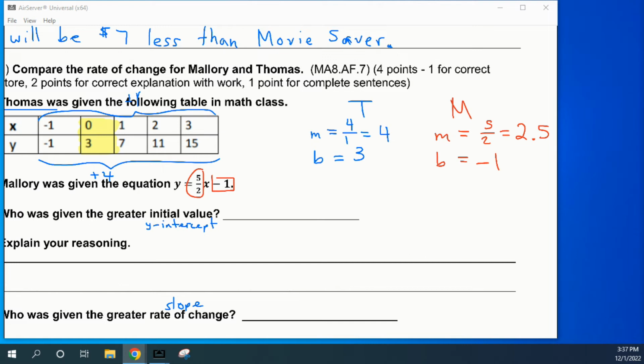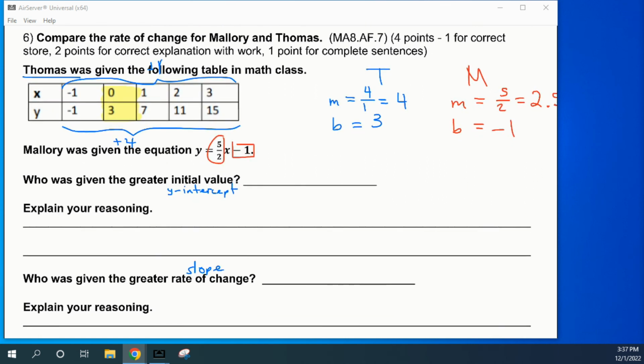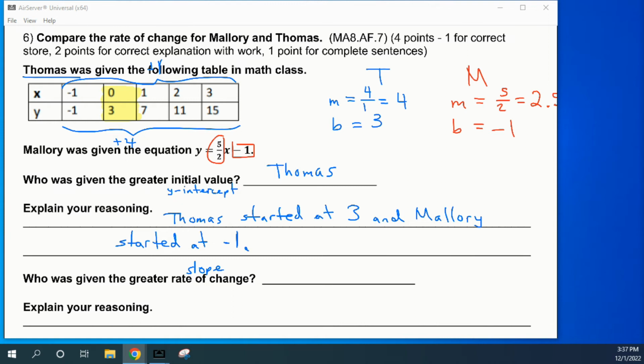All right. So let's compare. Who's given the greater initial value, the greater y-intercept? That would be Thomas. Explain your reasoning. Thomas started at 3. I don't know the context of this problem, so I'm just going to say he started at 3. And Mallory started at -1.